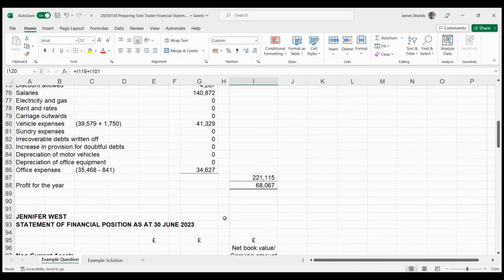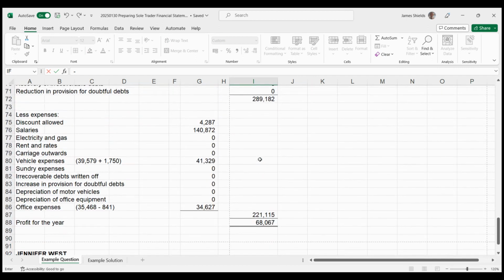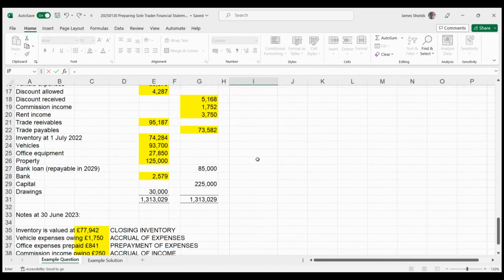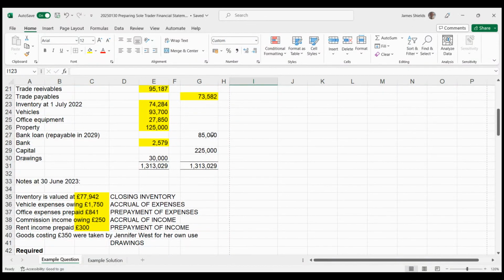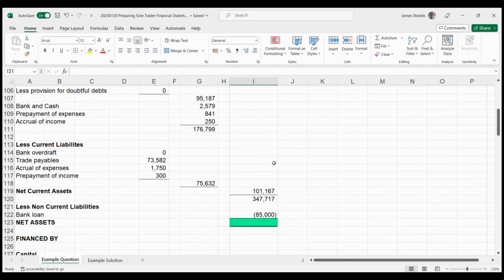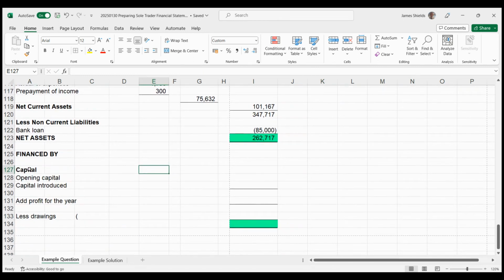So I've got a loan there. Let me just change that to bank loan to be specific for this question. And the amount, if I remember correctly, was £85,000. There you go, £85,000. So let me highlight the £85,000 to show that we've used that figure. So now the net assets is the 347,770 minus the 85,000, giving us £262,717.